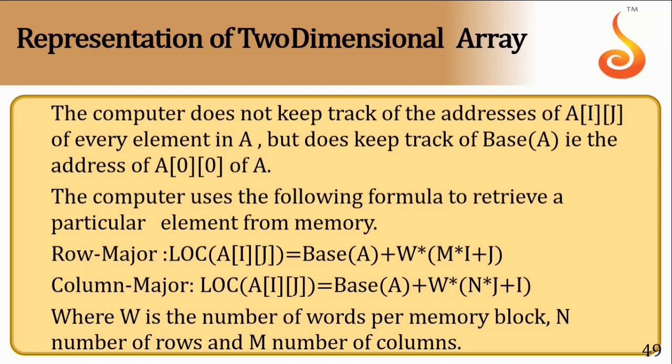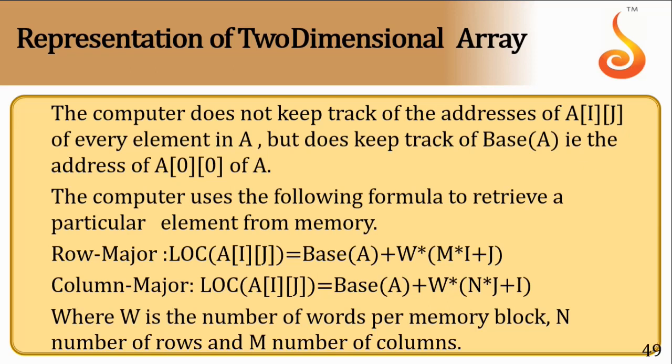It keeps the track of only the address of the first element, that is the base address. Base address is nothing but the address of the first element of the array. Then the computer uses the following formulae to retrieve a particular element from the memory. So they will give you problems. We will be solving 4 problems here. 2 for row major and 2 for column major. Like if the array is stored in row major method, what is the formula we need to apply?